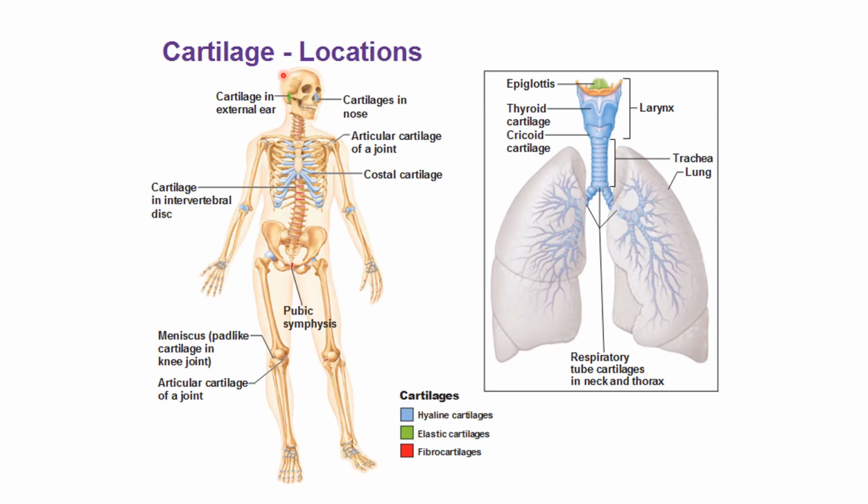So here's the locations again. Hyaline cartilage in the blue, the elastic cartilage in the green, and the fibrocartilage in the red. So here, the knee meniscus and the menisci.